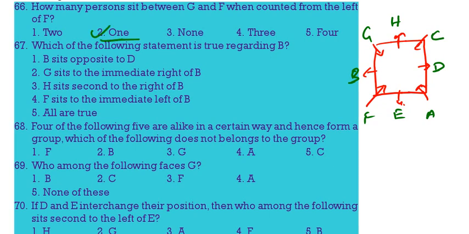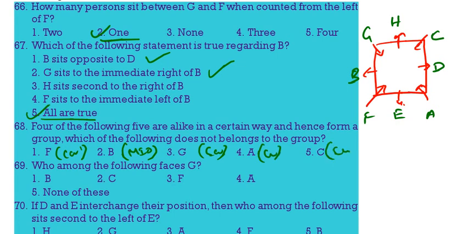Which of the following is true regarding B? B is opposite to D. That is correct. G is on the immediate right of B. That is also correct. So both are correct, meaning all are true will be the option. Four of the following 5 are alike in a certain way and hence form a group. Which one does not belong? Based on the arrangement, F is in the corner, B is in the middle, G is in the corner, A corner, C corner. So B is the odd one out.